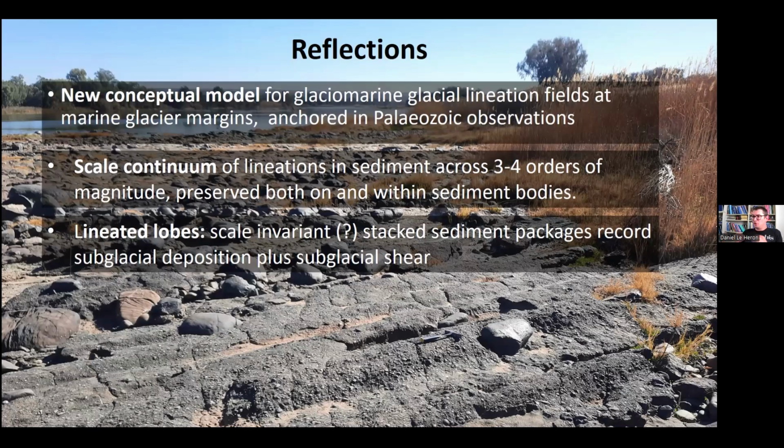To add to that, not just this linear development, it's also the stratigraphy, the development of lobes, and the recognition that we may have, with question marks and a lot of caveats, scale invariant sediment packages with lineations developed on them. So you've got the combination of sedimentation, probably beneath the glacier, and shear, all playing a part in the development of these rocks.